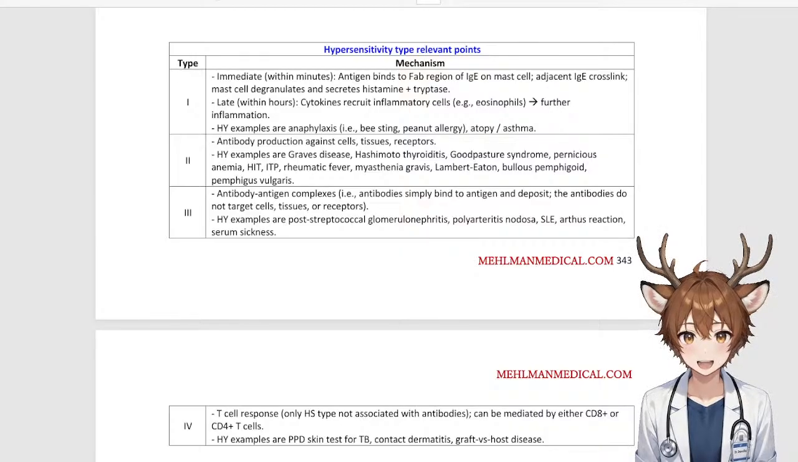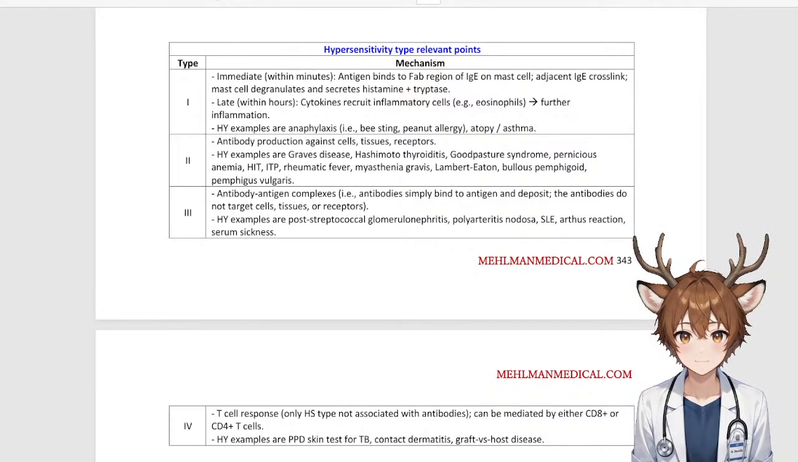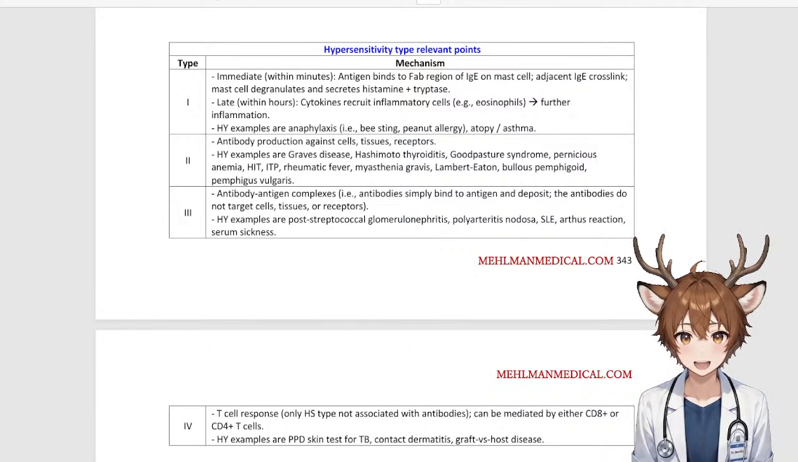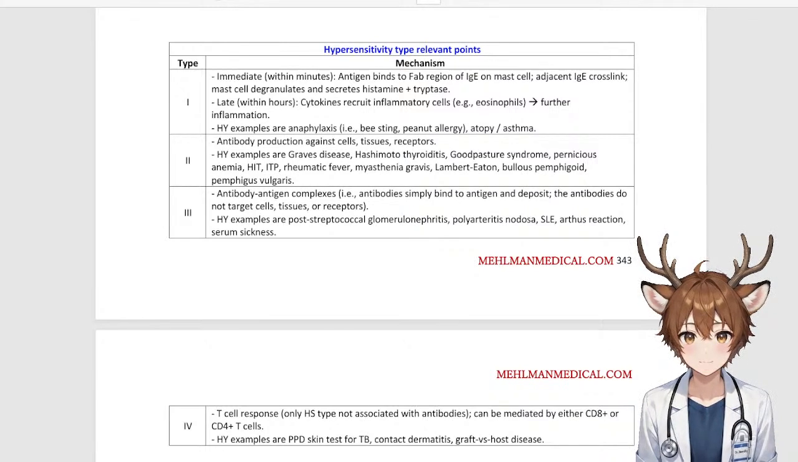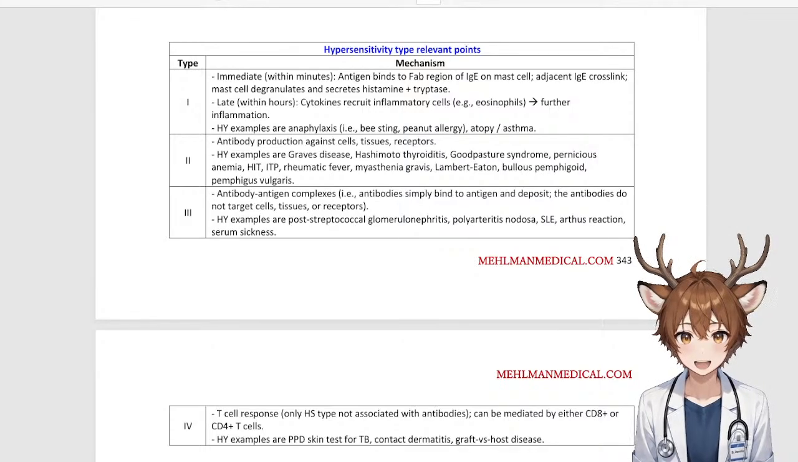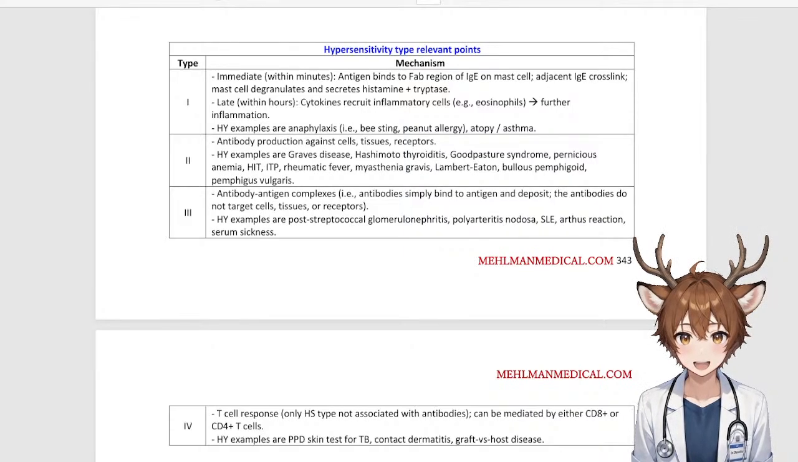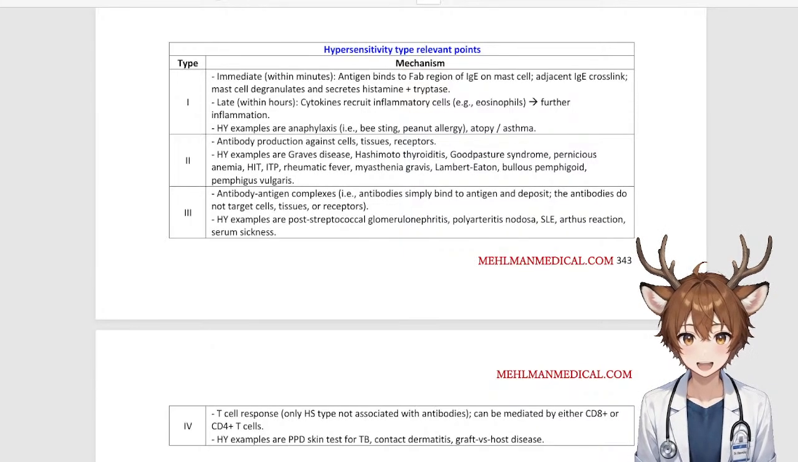Hypersensitivity types, relevant points, mechanism. Type 1, immediate within minutes. Antigen binds to the Fab region of the IgE on the mast cell. Adjacent IgE crosslink, and the mast cell degranulates and secretes histamine plus tryptase.